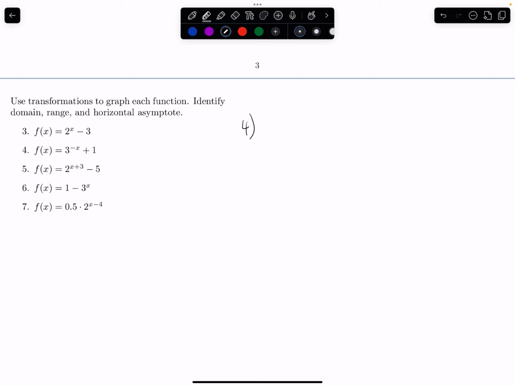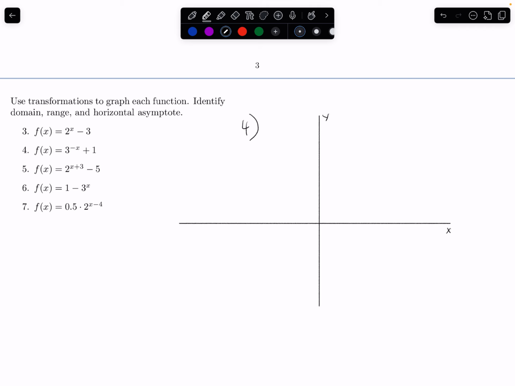Okay, so number 4, I have 3 to the negative x plus 1. So 2 things happening. I got this negative, which would be like the b being a -1, right? And then you have this +1, which is like the d part being a +1 at the end. So let me start with the original, regular old 3 to the x. So here's your x coordinate, y coordinate. So 3 to the 0 would still be at 1. So I still get the 0, 1. 3 to the first power would be 3.